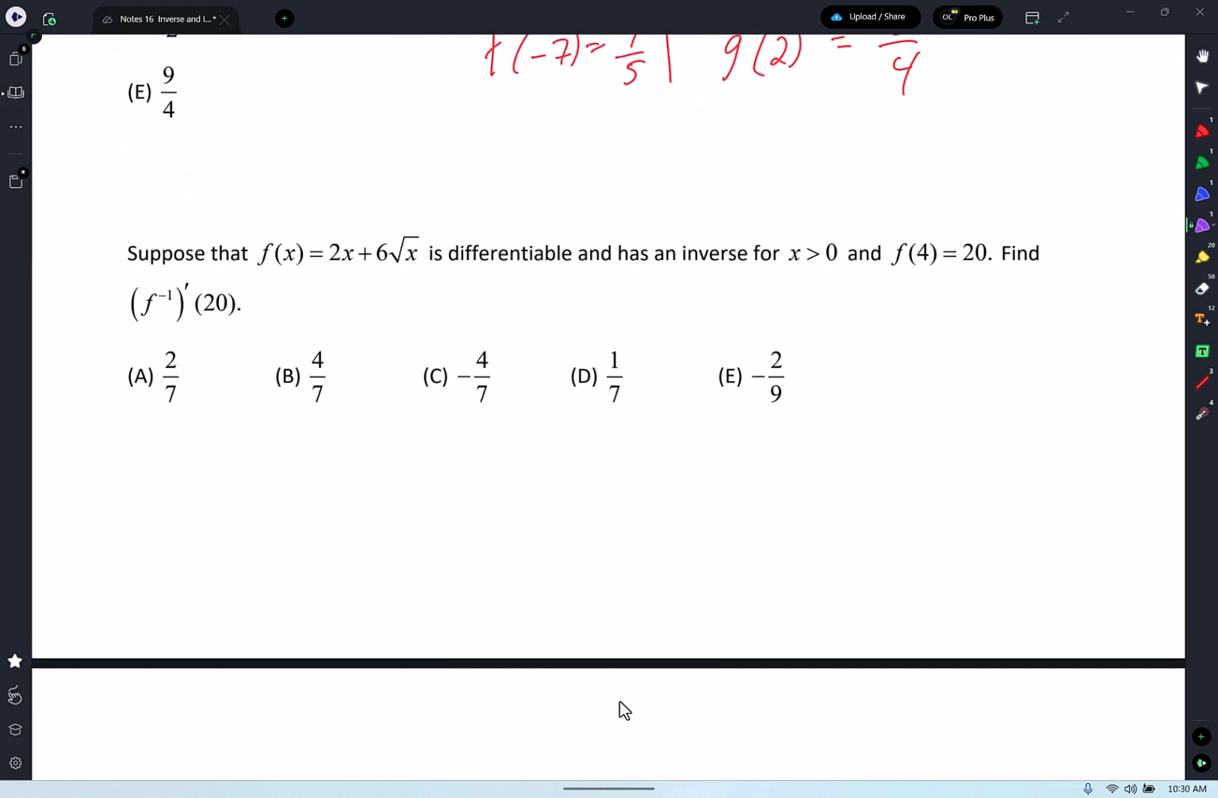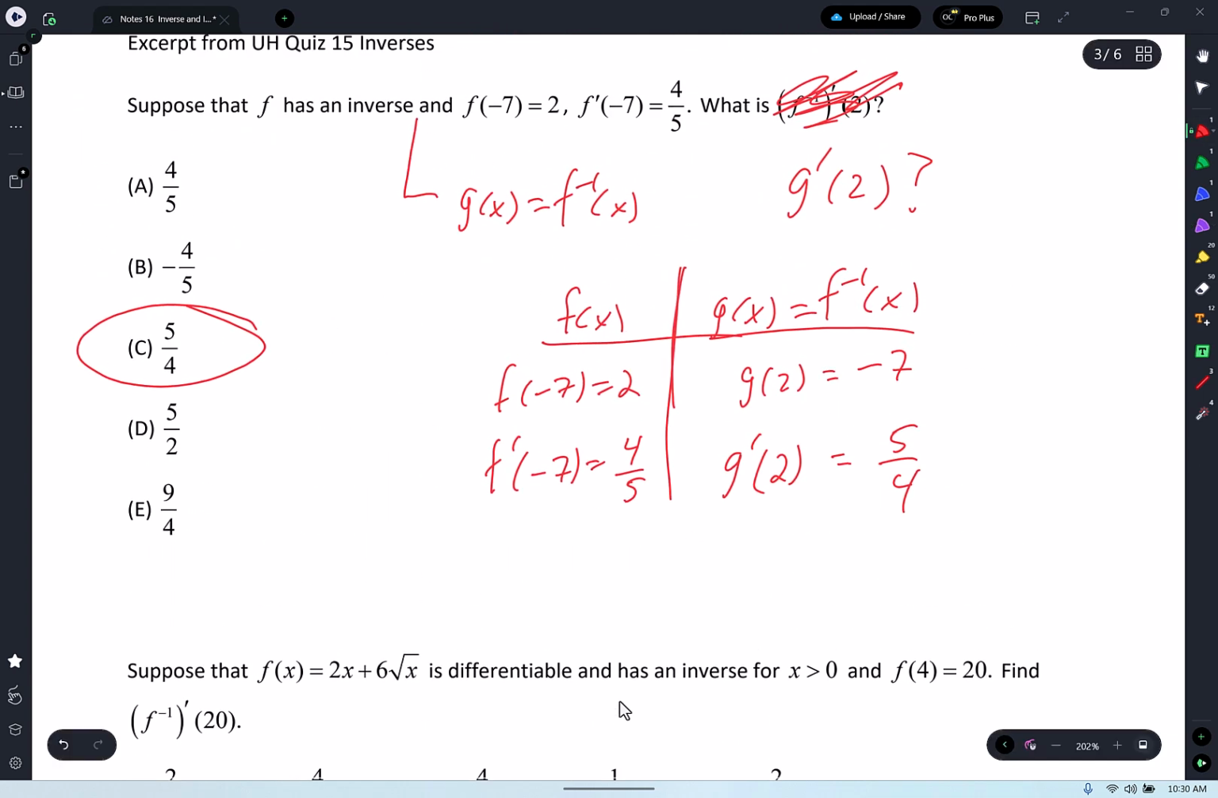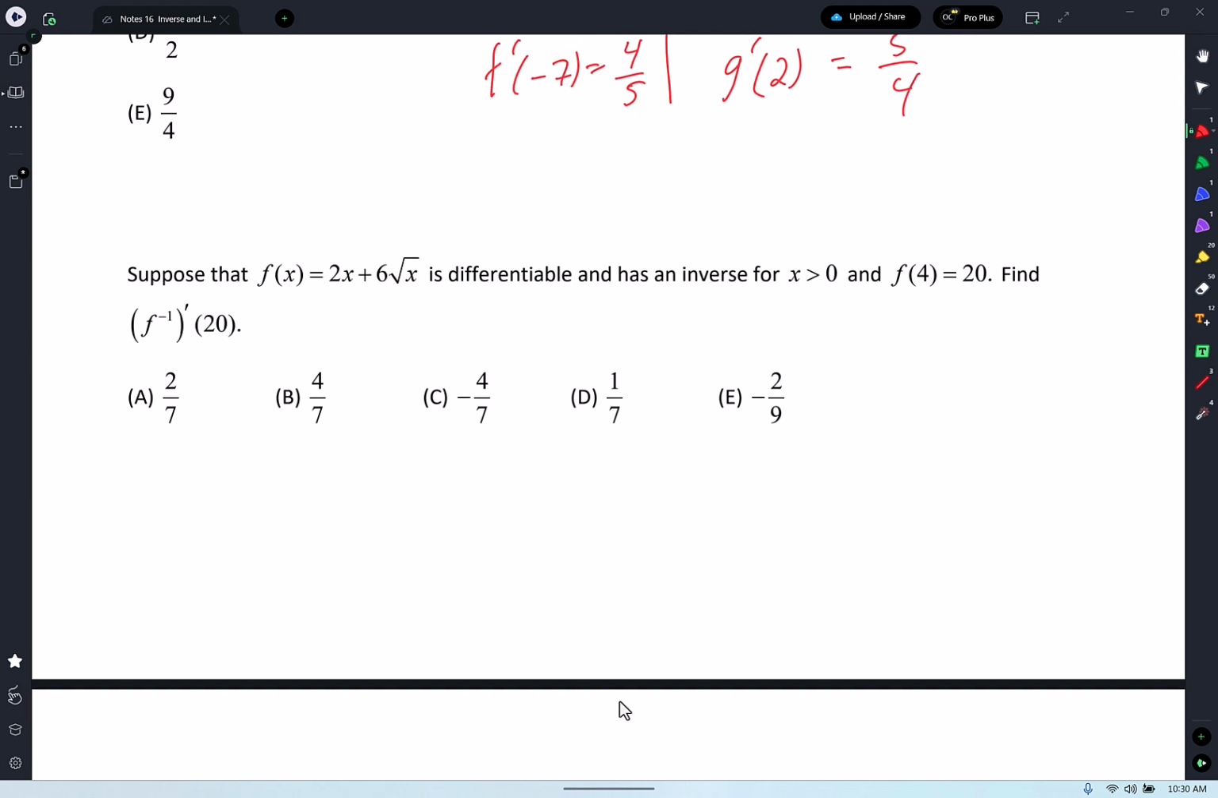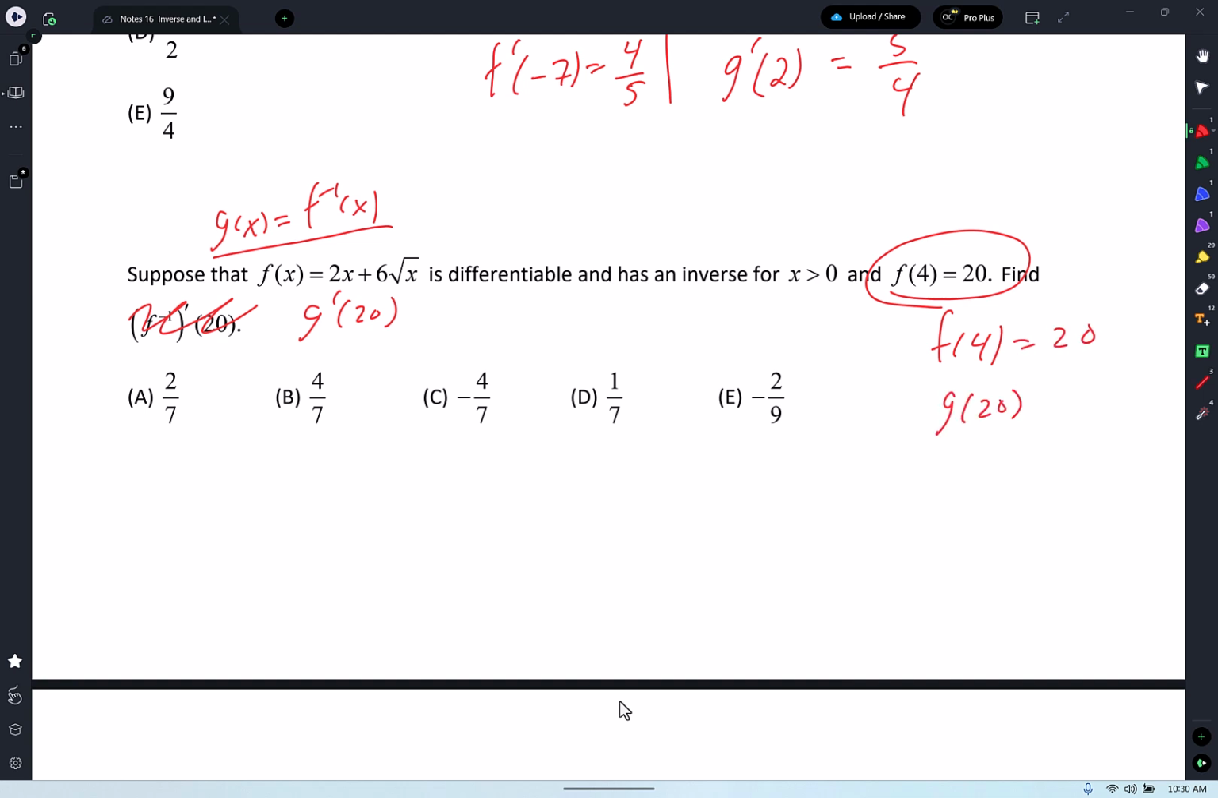So let's see if we can figure this one out. Go back to quiz 15. All right, relax. I know you guys don't like the inverse notation, f to the negative 1. So pretend this is like saying g of x is equal to f negative 1 of x. So then this is like saying g prime of 20, assuming that g is the inverse of f. Notice what they give you: f of 4 equals 20. So that means I know g of 20 equals 4. This is how they're related.